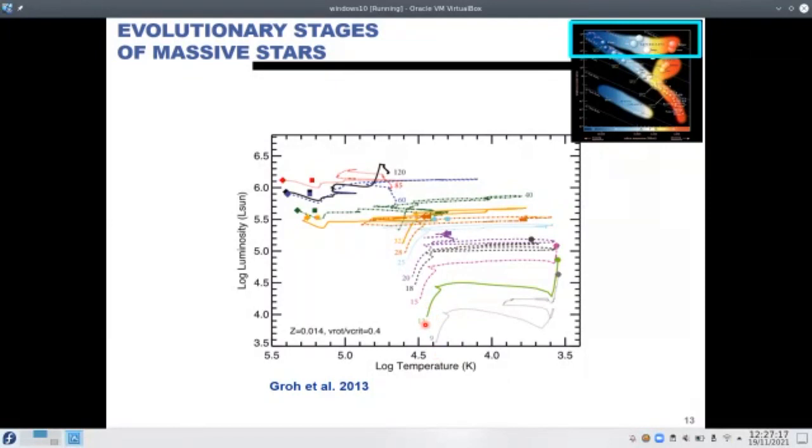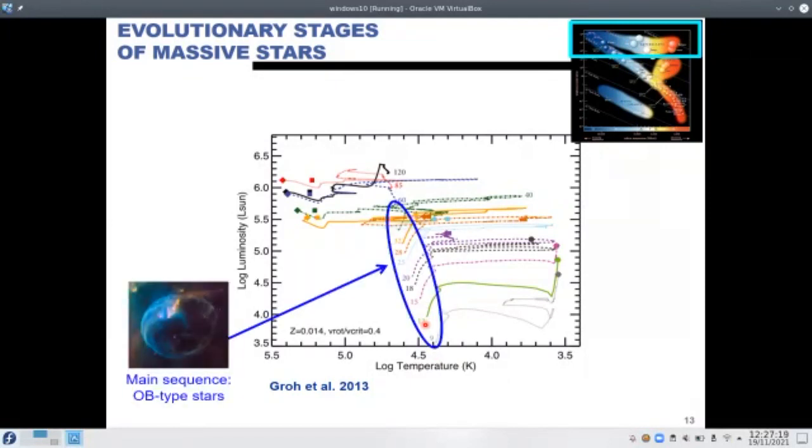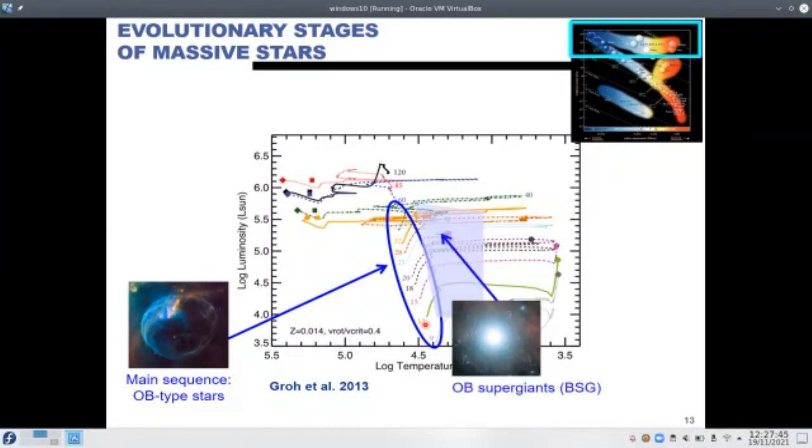So the main sequence is the easiest one. Massive stars, while they are burning hydrogen, are very characteristic. If we take a spectrum, and let me tell you now that a spectrum is the only way to characterize massive stars and to know for sure that a massive star is actually a massive star, their spectrum shows lines of hydrogen and helium. Then they evolve a little bit and become O-type supergiants.